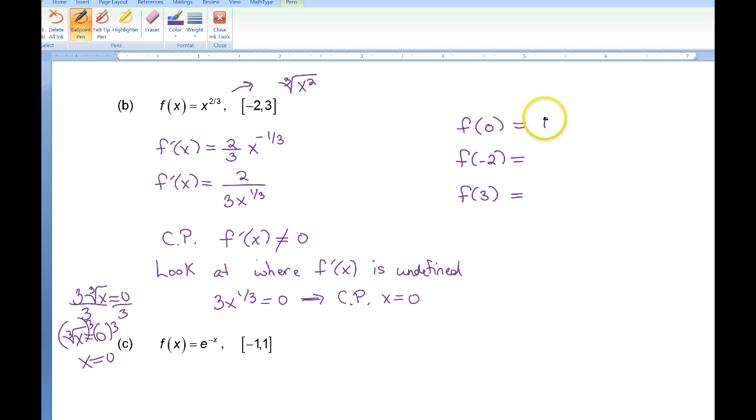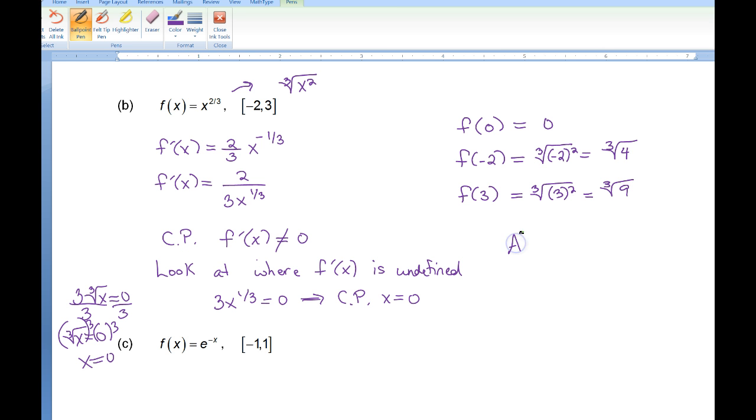Okay, f of 0 is 0. Got that one. Next one: the cube root of -2 squared, so that's going to be the cube root of 4. And then the cube root of 3 squared, so that's going to be the cube root of 9. Which one is bigger? Cube root of 9.